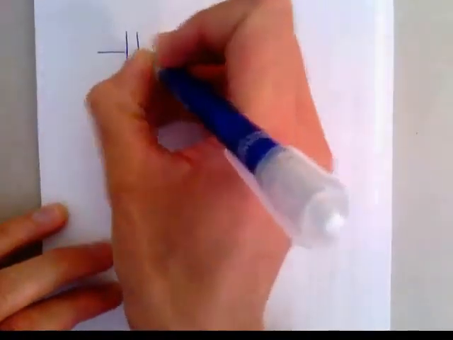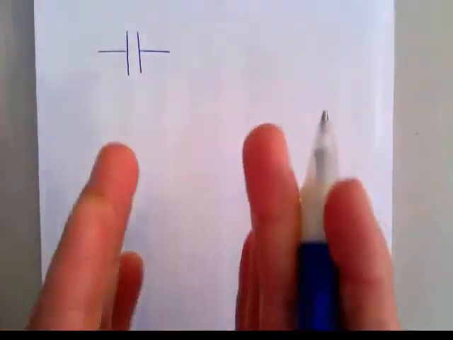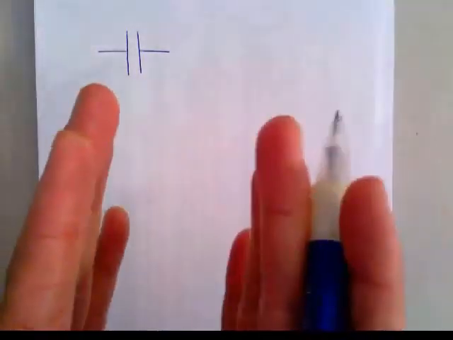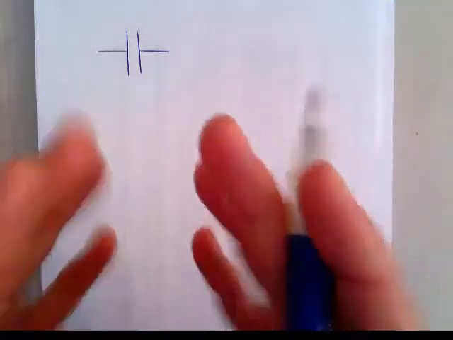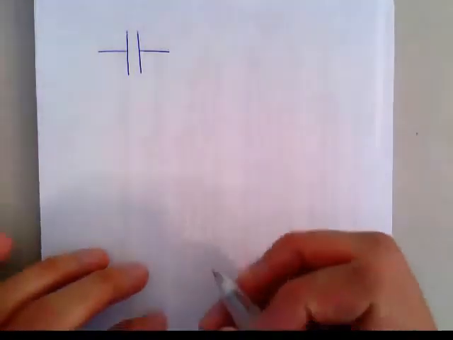Firstly, the symbol for a capacitor is like this. And a capacitor consists of usually two metal plates separated by a dielectric or an insulator. Usually those metal plates are curled around to save space. That's why your capacitors, when you look at them, are cylindrical.